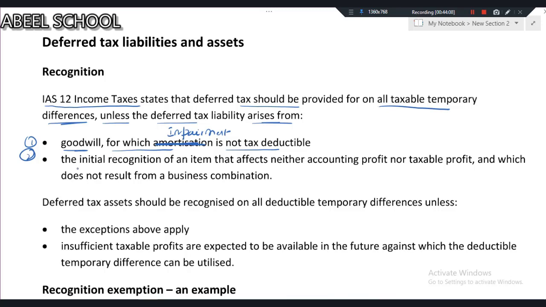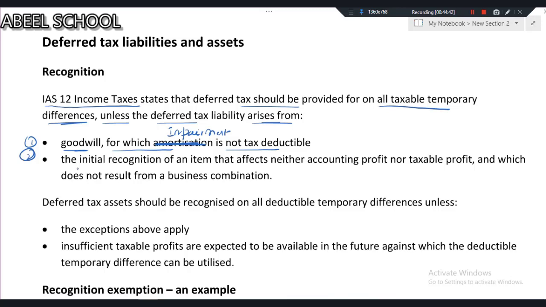So that is why, due to goodwill, you will not be recognizing any deferred tax liability, even though there will be a carrying amount of the goodwill and the tax base will be zero because tax authorities don't accept goodwill. You might be thinking that goodwill has a carrying amount and tax base is zero, so there should be a taxable difference. Mathematically, the difference will come, but on that difference, you will not be recognizing any deferred tax liability because this difference will never be eliminated.